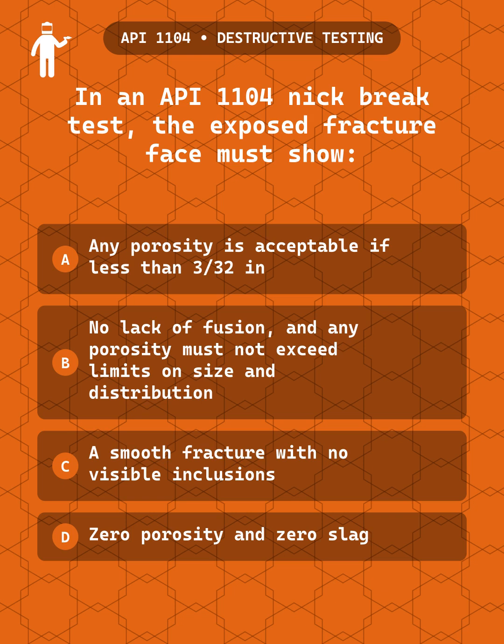Question 6. In an API 1104 nick break test, the exposed fracture face must show A. Any porosity is acceptable if under 3/32 inch, B. No lack of fusion and any porosity must not exceed limits on size and distribution, C. A smooth fracture with no visible inclusions, or D. Zero porosity and zero slag.